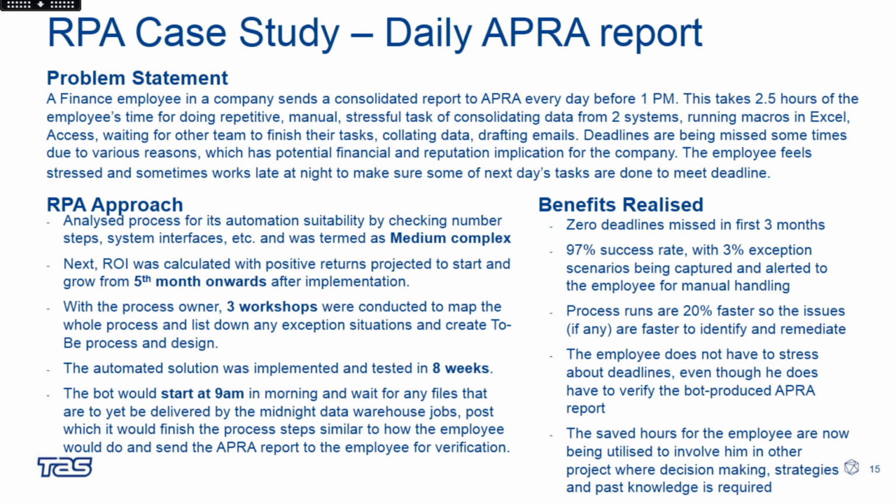97 out of 100 times the process ran successfully, and only 3 times were there exception scenarios, where the robot was able to capture the screenshot, the error message, and send it to the process owner for further processing. Overall, the process ran 20% faster, and wherever there were issues, they were faster to remediate.